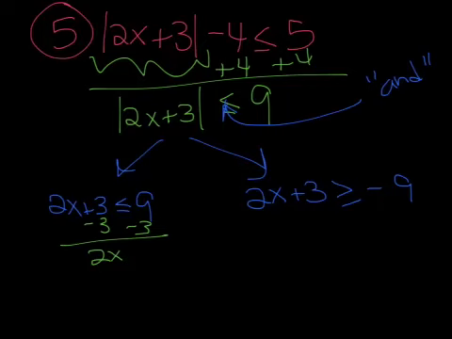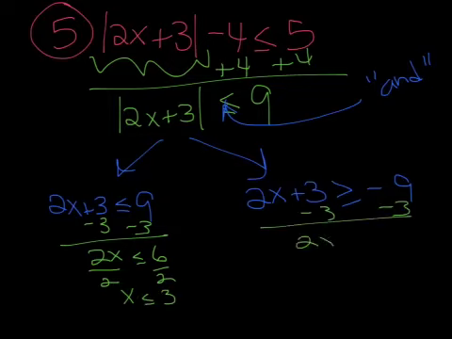I end up getting 2x is less than or equal to 6. In the end, I get x is less than or equal to 3. Same thing here, I get 2x is greater than or equal to -12, which gives me x is greater than or equal to -6. So this one is an and.